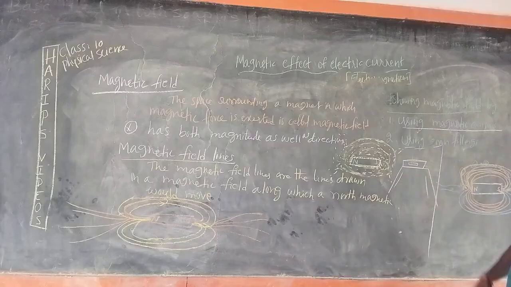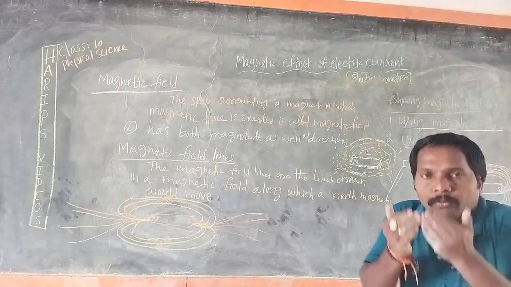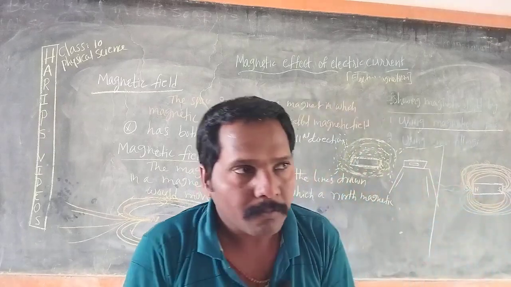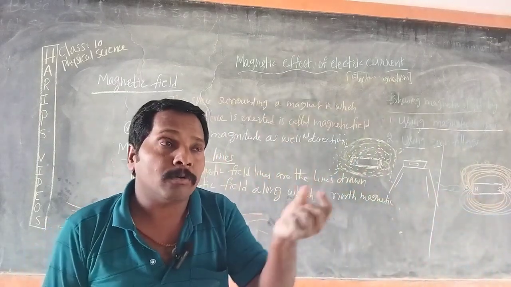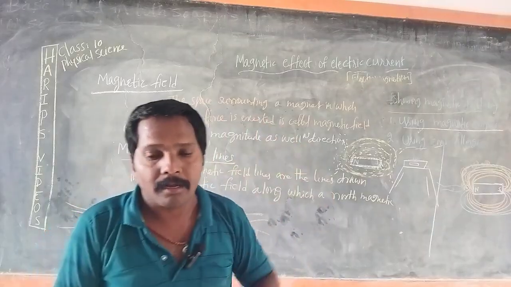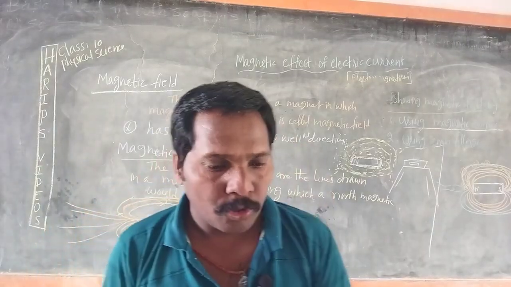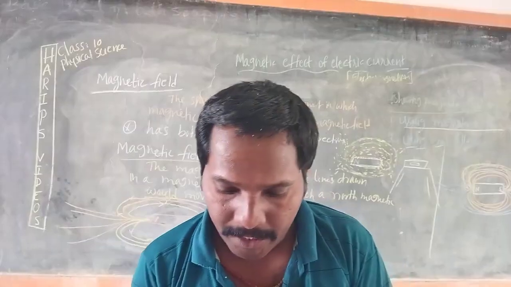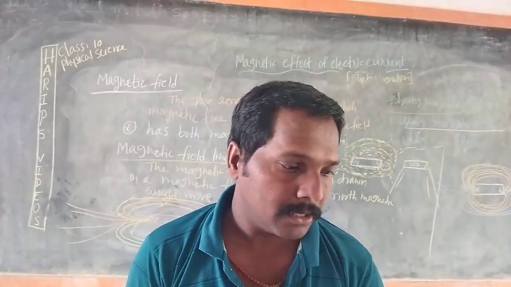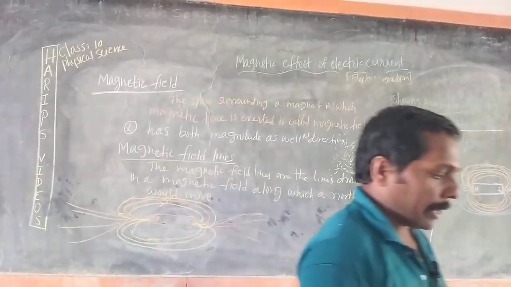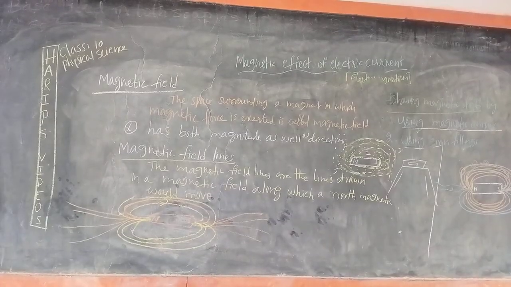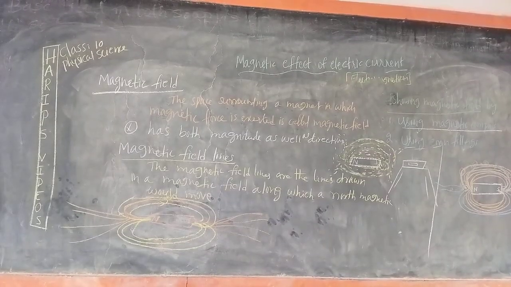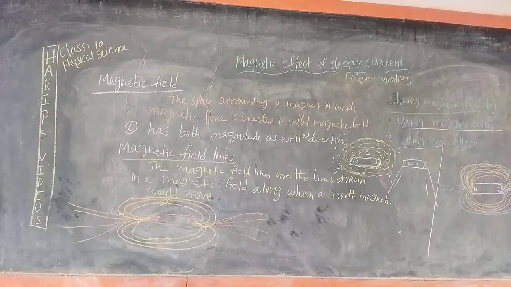The iron filings method is very easy to understand, but by using a magnetic compass, while you perform the activity and do the experiment, you can understand how these magnetic field lines are formed. Here I will show you how these are formed. So let's see.